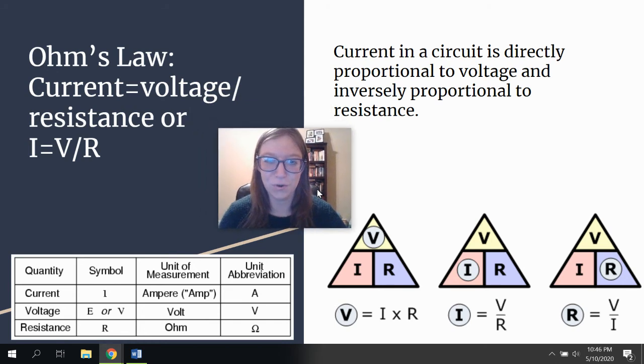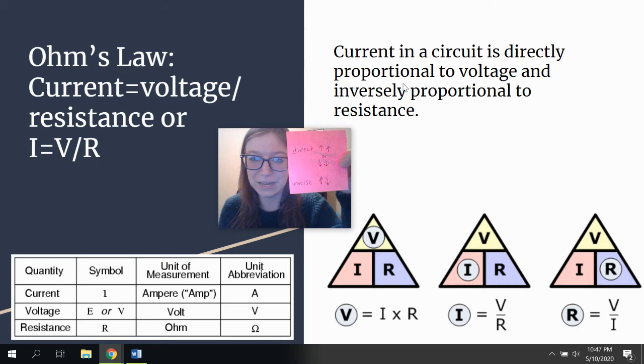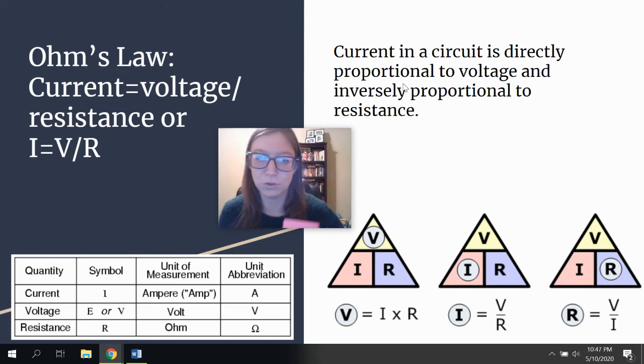And this brings us to Ohm's law and all the handy graphics. Ohm's law, because it's a law, it's really just a math equation. Aha, welcome to laws. Tricky. Ohm's law tells us that the current is equal to the voltage divided by the resistance, or I equals V divided by R. In words, current in a circuit is directly proportional to voltage. Remember, directly, they go up together. Or inversely proportional, inverse, opposite ways, to resistance.